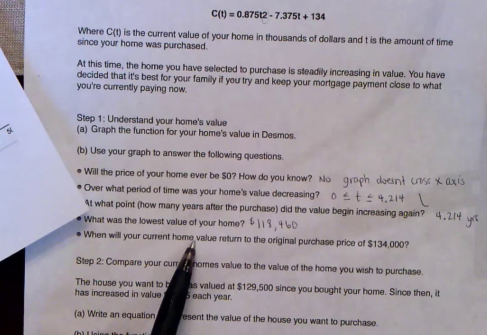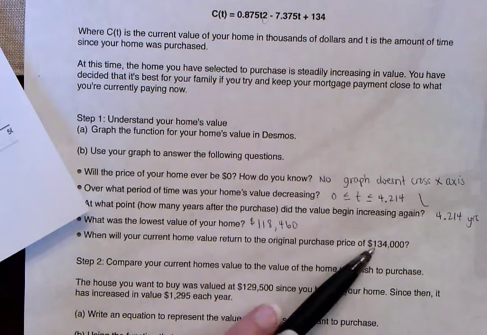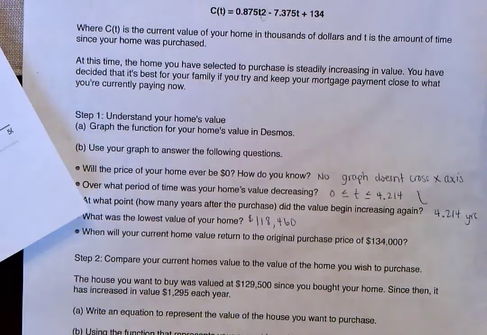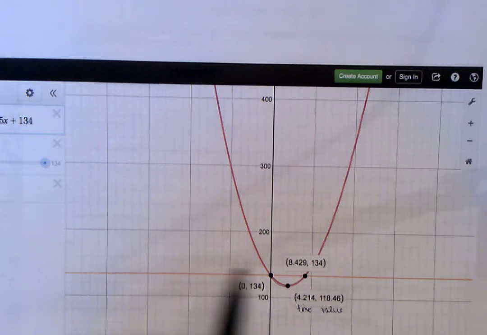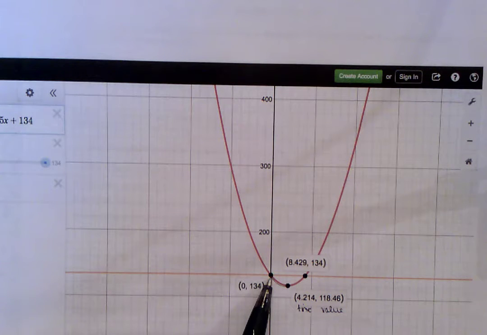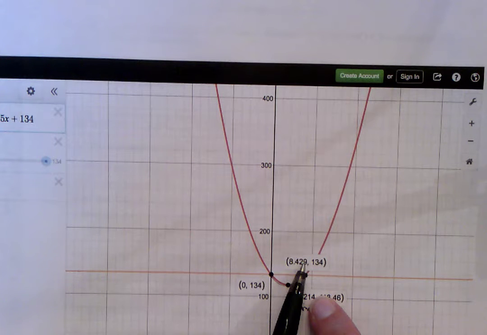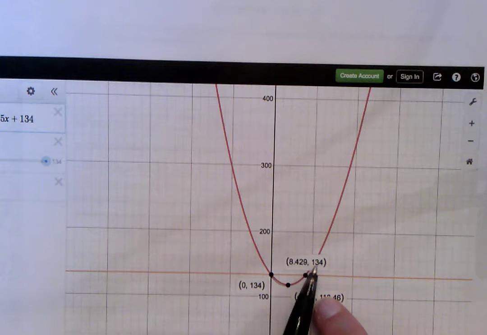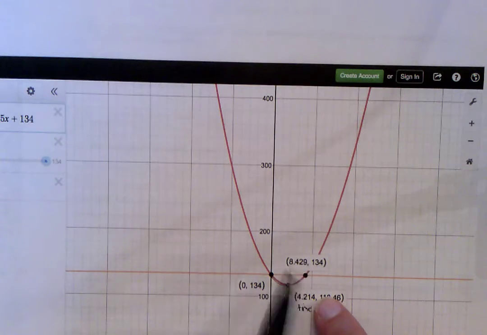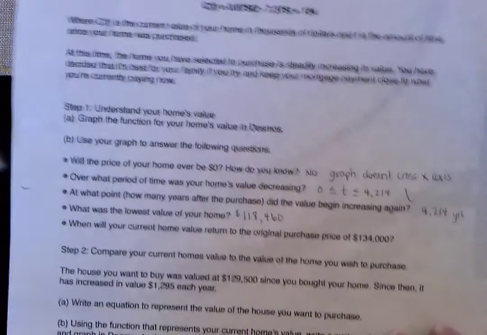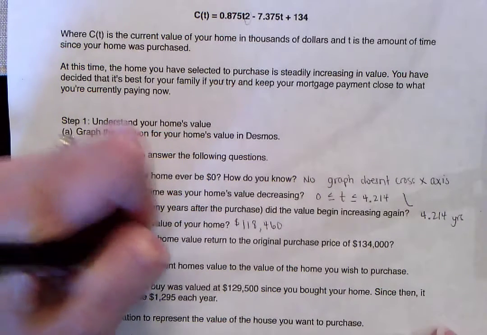When will your current home value return to the original purchase price of $134,000? So what I did is I created this line right here. That's $134,000 right there. So at first, when you bought it, it was $134,000, and then the prices went down. You had a crash in the market. It goes back up at 8.429 years. Okay, that's when it goes back up to the $134,000 again. So that's this point right here. So 8.429 years. It goes back up.